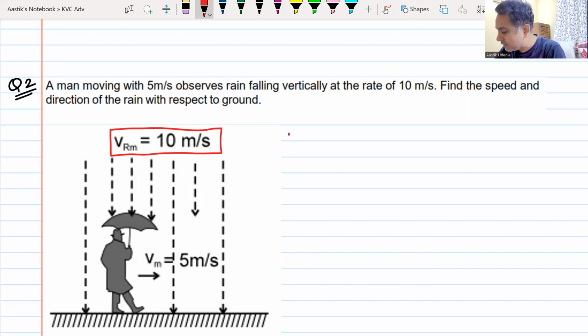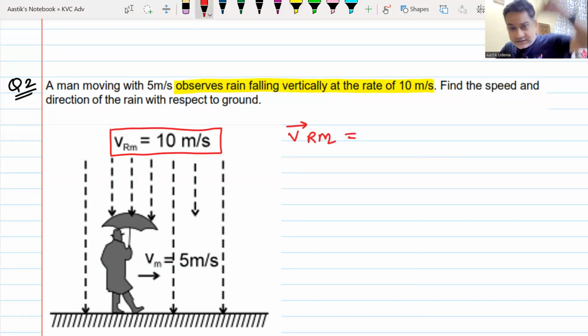So I can write velocity of rain with respect to man. It is given here, my dear friend. Man moving with 5 meter per second observes rain falling vertically downwards. So that is velocity of rain with respect to man. It is downwards. It is 10. So I call it minus 10j. Do we understand this? Yes, sir.